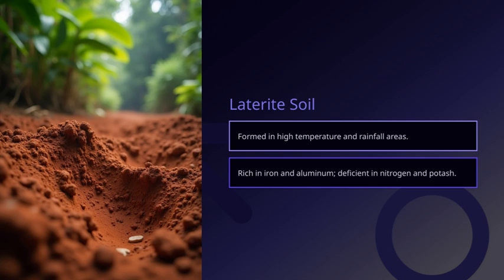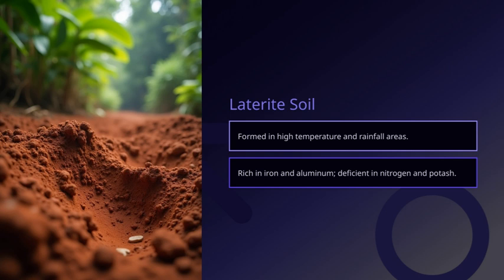Another important point is that laterite forms predominantly in areas with high temperatures and heavy rainfall. These conditions promote the intense leaching process, where soluble nutrients are washed away, leaving behind these mineral-rich but nutrient-poor soils. Understanding laterite soil is crucial because it highlights how climate influences soil formation.